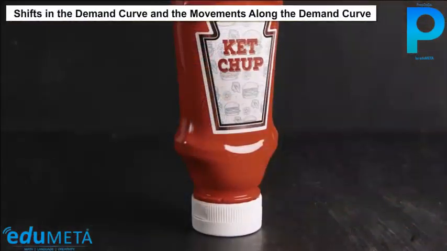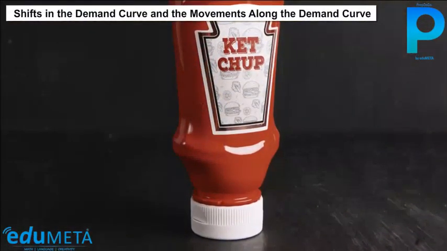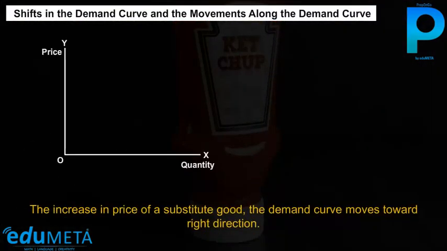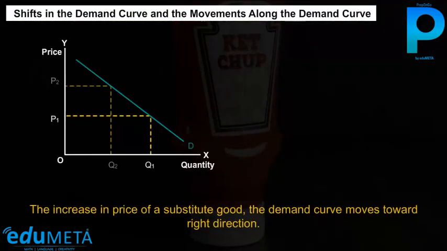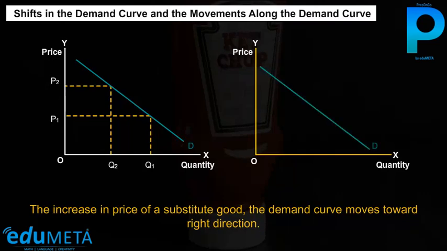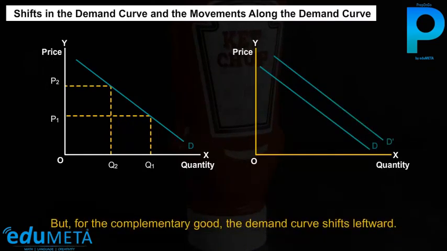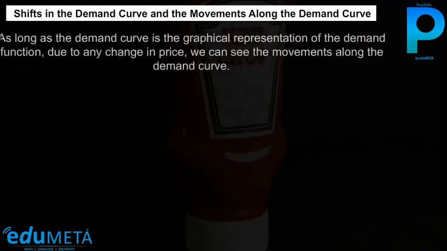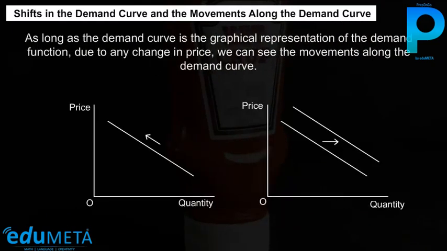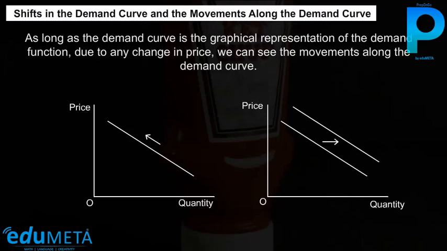Shifts in the demand curve and movements along the demand curve. When the price of a substitute good increases, the demand curve moves to the right. But for a complementary good, the demand curve shifts leftward. As the demand curve is a graphical representation of the demand function, due to any change in price, we see movements along the demand curve.